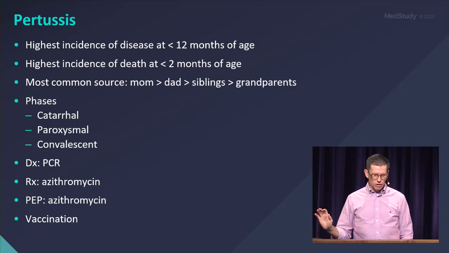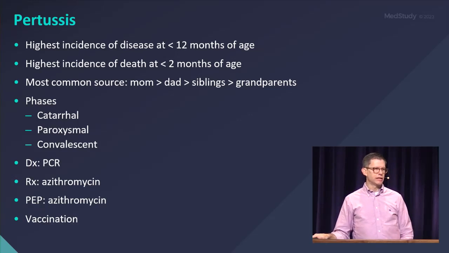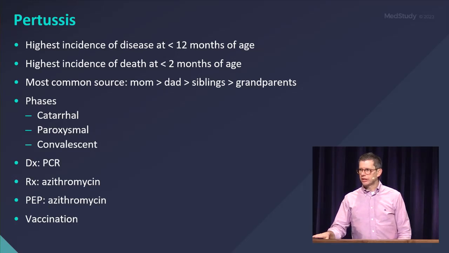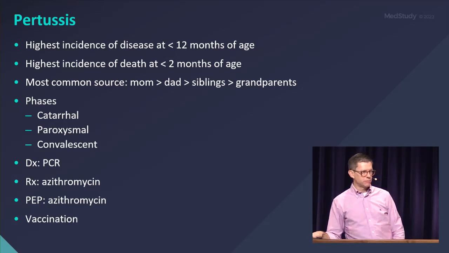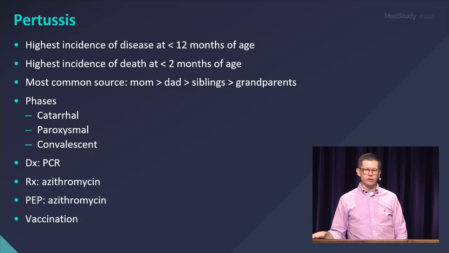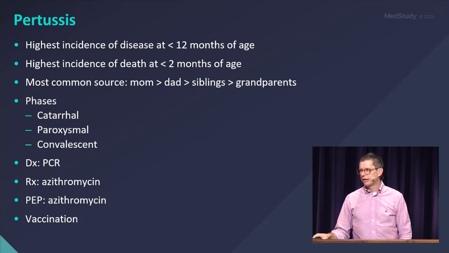The phases are catarrhal, paroxysmal, and convalescent. The catarrhal phase is the most contagious because nobody thinks of pertussis initially. So you think they have a URI, and before the pandemic, nobody cared that much about URIs. You could still do whatever you wanted to do, but that's also when you had the highest amount of bacterial burden and could spread it a lot more easily.